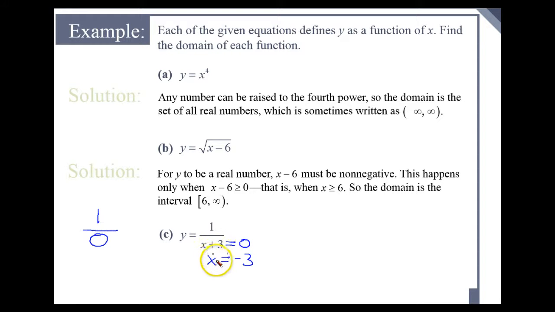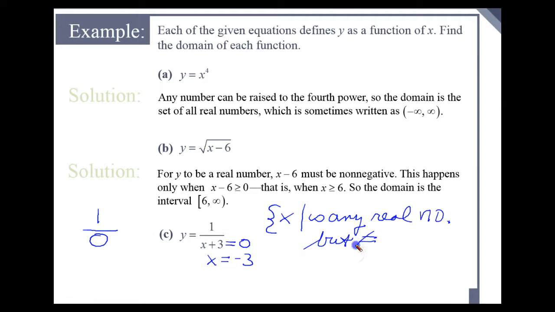So how do we write this? Well, we would say then that x in set builder notation is such that it's any real number, but cannot equal -3. Because if x has the value of -3, it makes this denominator a 0.